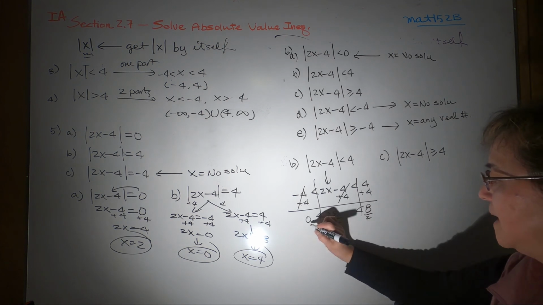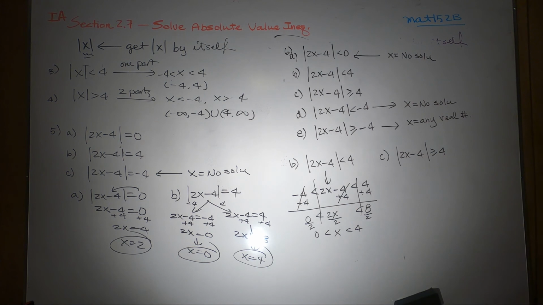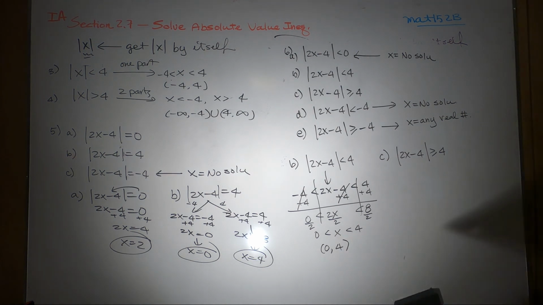Then you divide it by 2, so your x is what? Between 4 and 0, right? Then you write it in interval notation, will be 0 to 4, like this.